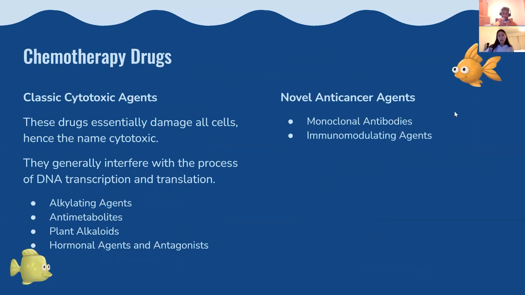For different types of drugs, we've got the classic cytotoxic agents. These are the older chemotherapy drugs. These drugs essentially damage all of your cells, hence the name cytotoxic. And generally they interfere with the process of DNA transcription and translation. So if you cast your mind back to the DNA lectures from the first 2 weeks, we've got alkylating agents, antimetabolites, plant alkaloids, and hormonal agents and antagonists.